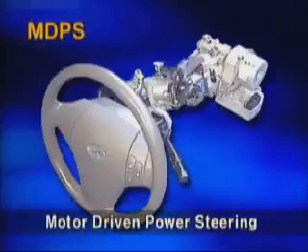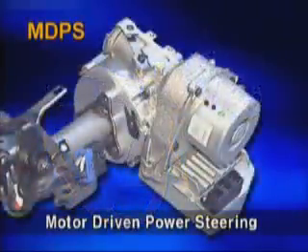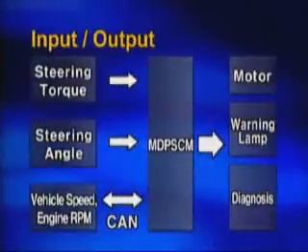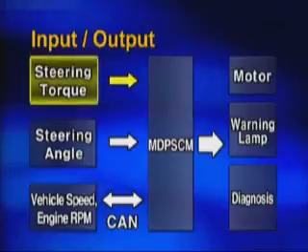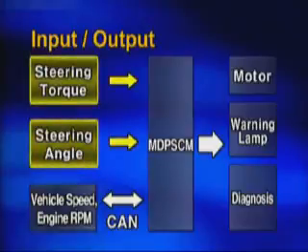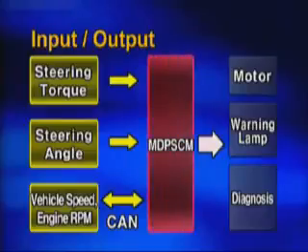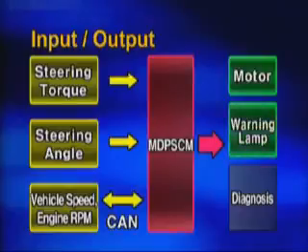New Elantra is installed with the MDPS of Mobis in standard. For input and output elements, calculating input elements of steering torque, steering angle, vehicle speed inputted by CAN communication, and engine RPM, the current value of MDPS motor and warning lamp are controlled.